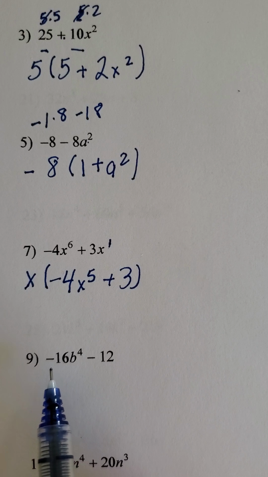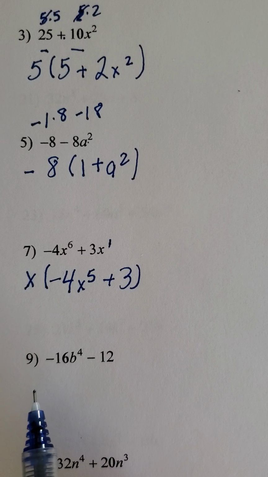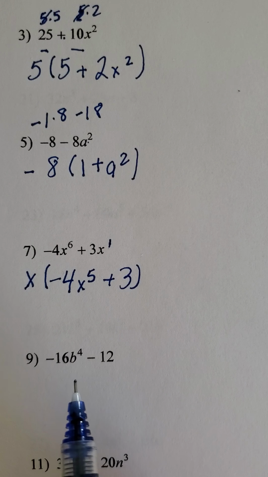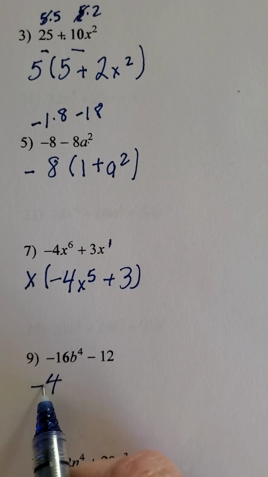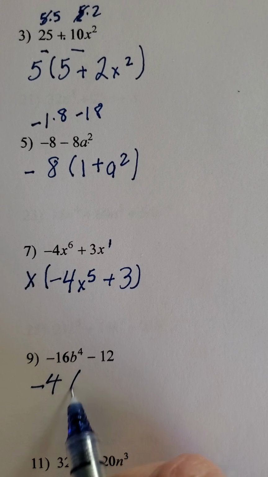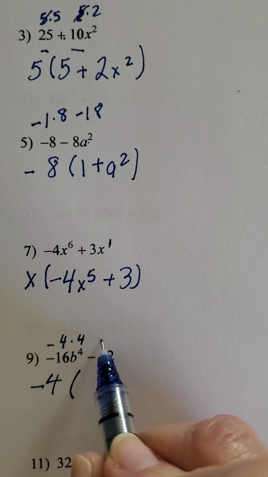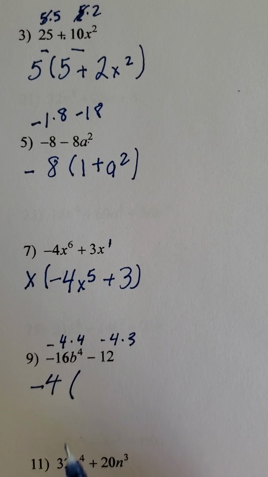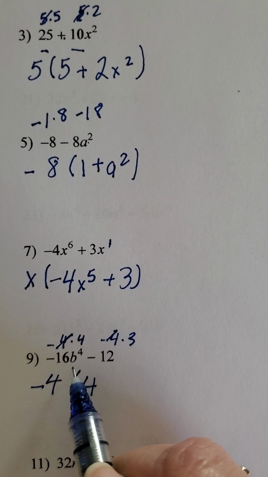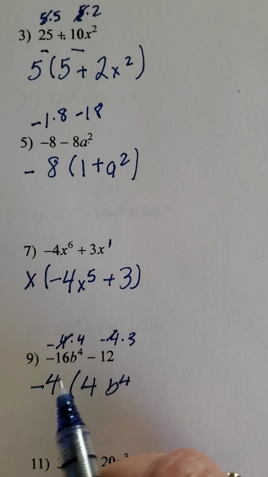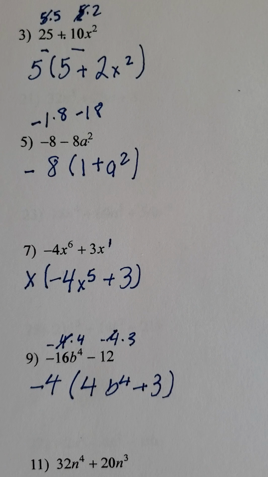You might notice here these both have a factor of 4 in common. They have a 2 in common, but we want to take the greatest common factor, the biggest factor they have in common. So that's a 4. They both also have a negative, so let's call it a -4 in common. And so we would have -4 times 4 here and -4 times 3 here. When we take out that common factor, we're left with a 4b to the 4th and a 3, and there are no variables there.